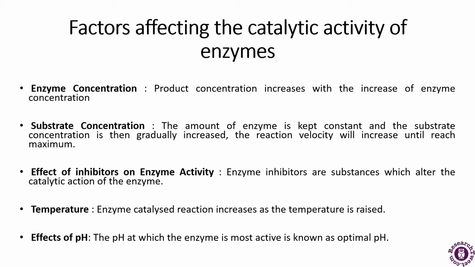The last is about the effect of pH. Enzymes are affected by changes in pH. The most favorable pH, the point where the enzyme is most active, is also called the optimal pH. So this was about the factors that affect the activity of various enzymes.